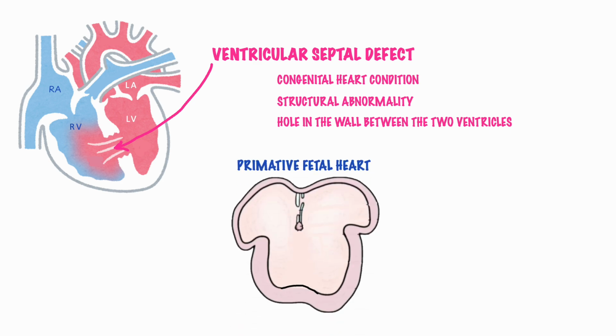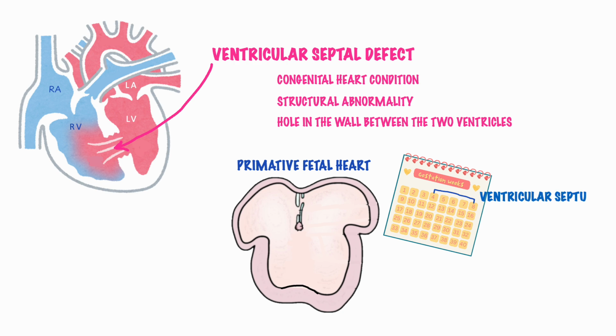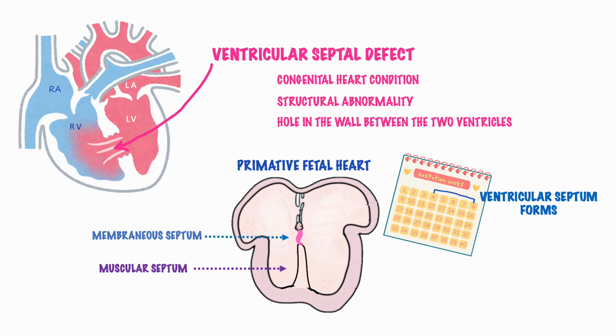Initially, the primitive fetal heart has only a single ventricle, but between 4 to 8 weeks gestation, the ventricular septum forms by muscular tissue growing up from the base of the ventricle and membranous tissue growing down. In the normal heart, the muscular septum and the membranous septum fuse together to form a complete ventricular septum. However, where the muscular and membranous septums fail to fuse, a gap is left in the septal wall, and this is a VSD.